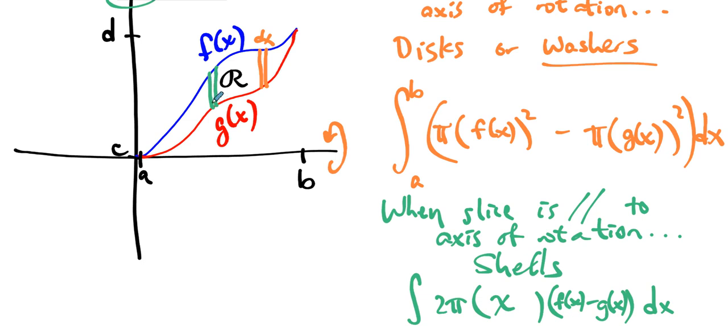If we slice vertically, and that vertical slice is parallel to the axis of rotation, cylindrical shells every time, depending on where the axis is. If the axis is over here at x equals b, it changes the radius. If the axis is over here at some negative number, it changes the radius. So the radius changes, but the height is basically the same, and we have a dx because the slice is vertical.